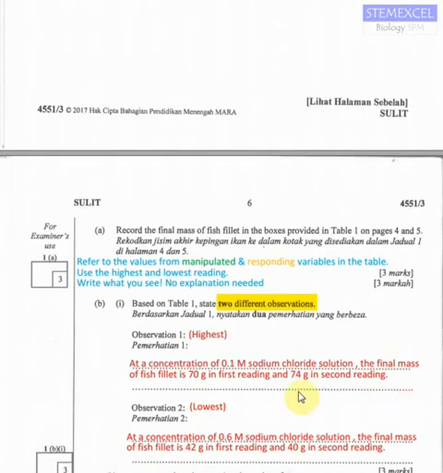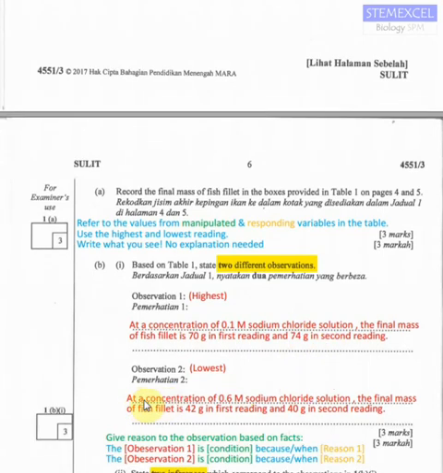How do we do it? You can write something like this. At the concentration of 0.1 molar sodium chloride solution, the final mass of the fish fillet is 70 grams in the first reading and 74 grams in the second reading. So over here, you state a few things. First of all, you state that this is your manipulated variable, and then the final mass of the fish fillet is the responding variable, followed by the exact value that is shown in the diagram. Similarly, for the second observation, you can say at the concentration of 0.6 molar sodium chloride, final mass of fish fillet is 42 and 40.